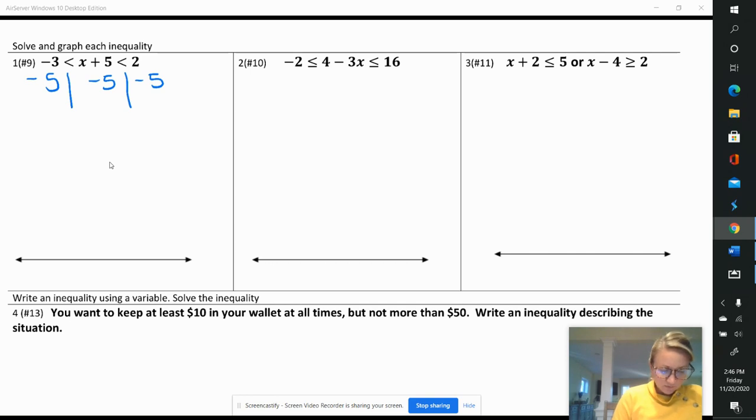So on the left side, we have -8. And on the right side, we have -3. So now our number line, we want to include values from -8 to -3. And how we read this inequality is we start in the middle and work our way out. So x is greater than -8 and less than -3.